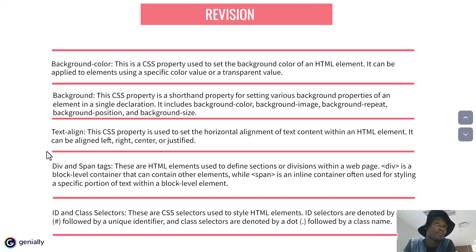So ID and class selectors, these are CSS selectors used to style HTML elements. ID selectors are denoted by a hash symbol, followed by a unique identifier. Because hash is a symbol, right? Let's just call it what it is. ID selectors are denoted by a hash, followed by a unique identifier, and class selectors are denoted by a dot or period, followed by a class name. You understand?